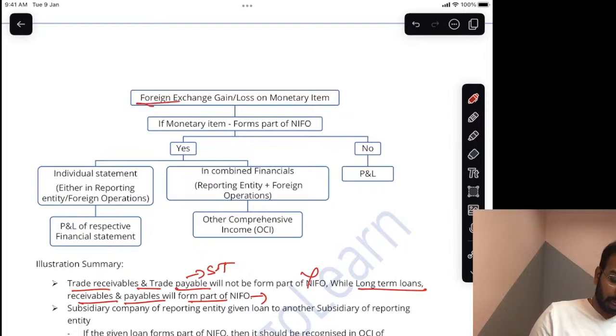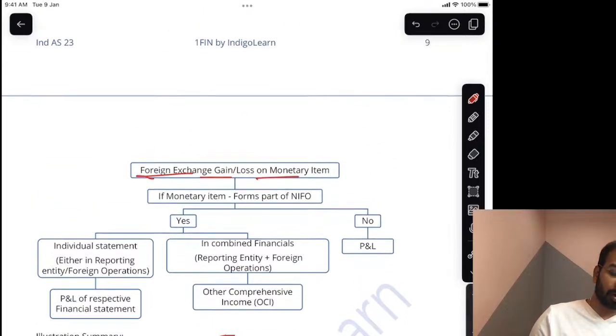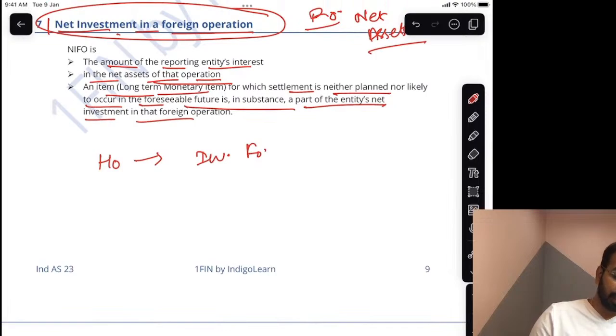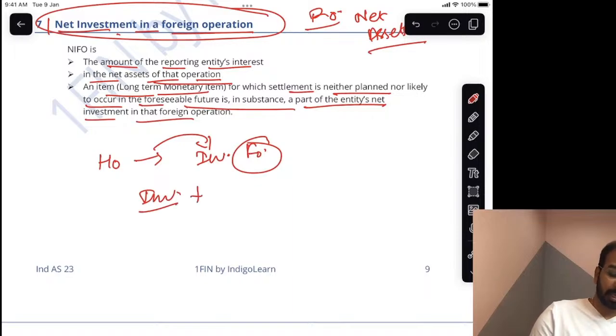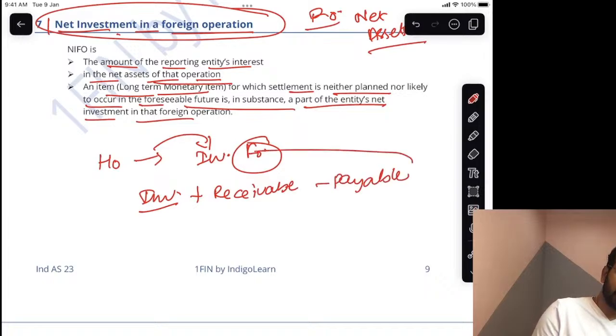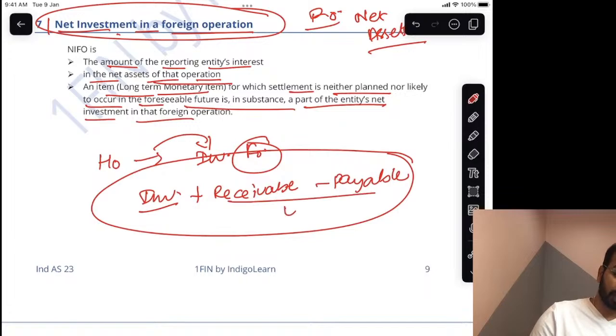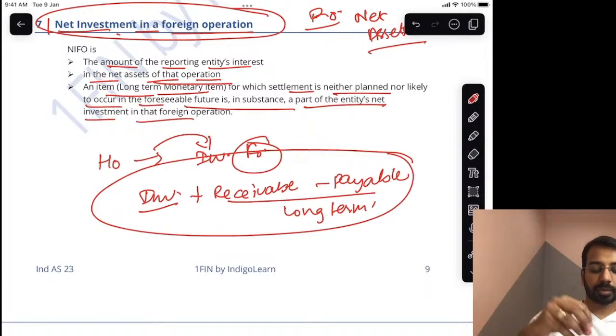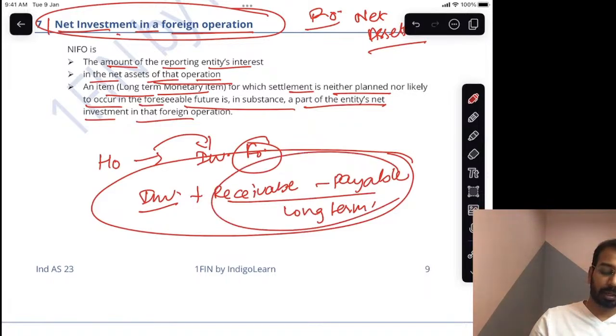Now, how do we account for foreign exchange gain or loss on monetary items? Basically, the head office has made an investment in a foreign operation. So you have the investment in foreign operation, plus something which is receivable, minus something which is payable. This basically represents the net investment. This is on a long-term basis. All the investment made by the entity in its foreign operation will form part of this.